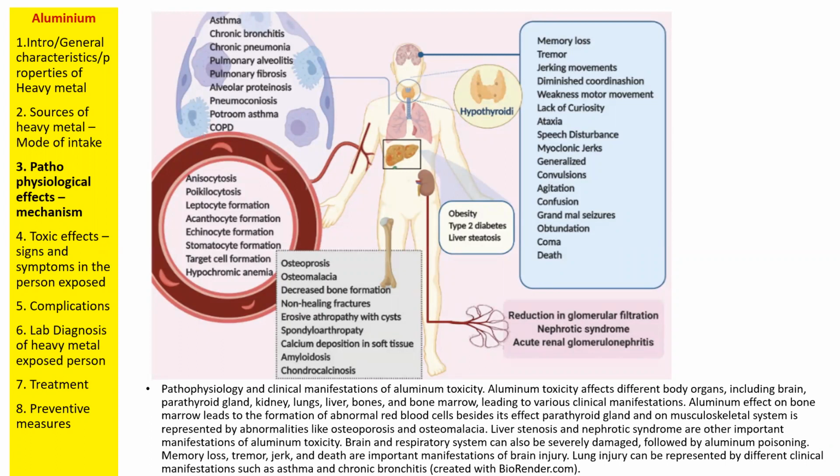Since it has entered the circulation and the bone marrow, and we know that bone marrow is the primary site of erythropoiesis, blood being generated from the bone marrow, it will interfere with the erythropoietic mechanism. So there will be abnormal red blood cell production, resulting in abnormal morphology of red blood cells in the circulation. We can see acanthocytes, echinocytes, leptocytes, anisocytes, spike cells. These are pathological variations of red blood cells. Rather than a biconcave shape, they take other forms because of toxicity by heavy metals such as aluminum.